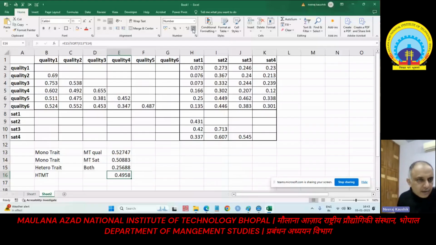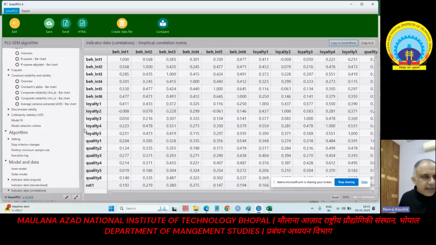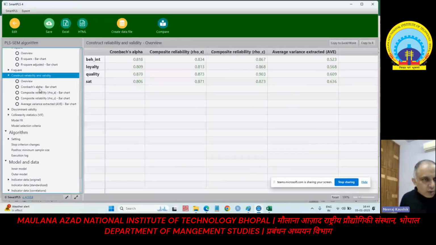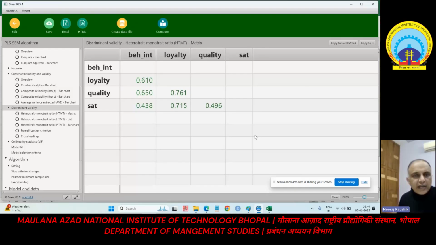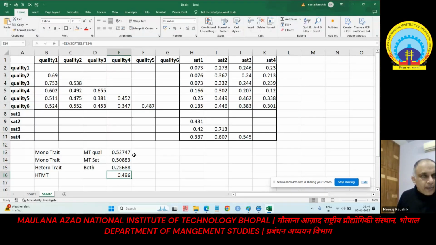It is given here in the construct reliability and validity. This was the convergent validity, and just below that the discriminant validity is given. For quality and satisfaction, the value is given as 0.496, and mine comes out as 0.496. Please check it out. What is HTMT? Is it rocket science? Let's try to understand that.